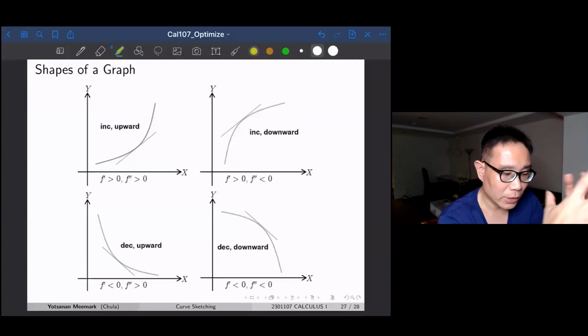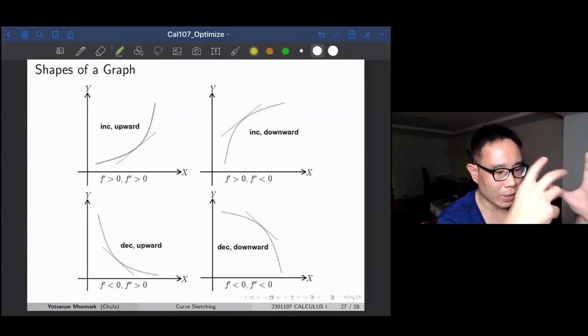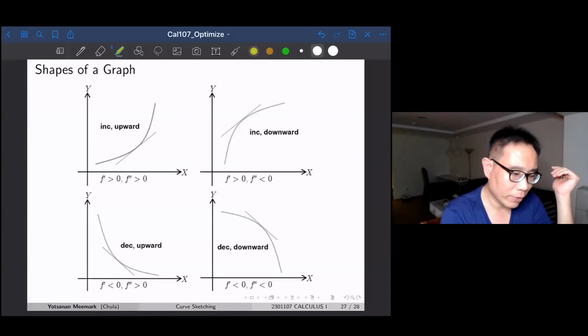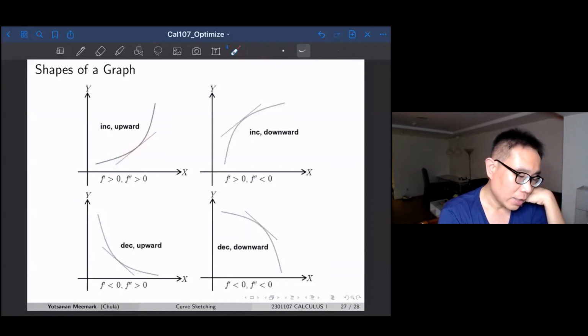So for increasing, it's going to be increasing together with concavity. If you have increasing concave up, the picture turns out to be this one, and you see that you have the tangent line, which is this line, and the graph is above the tangent line. The picture of increasing and concave up will look like this one.